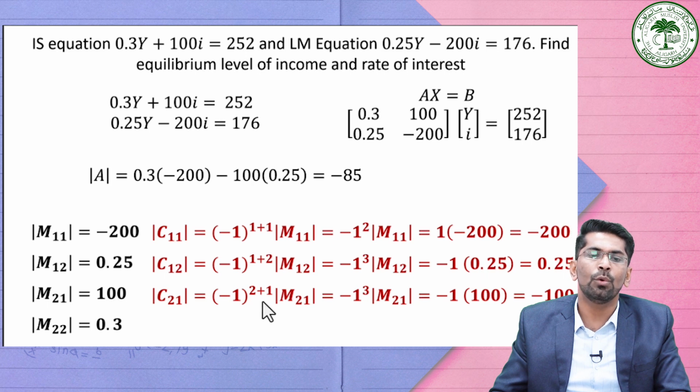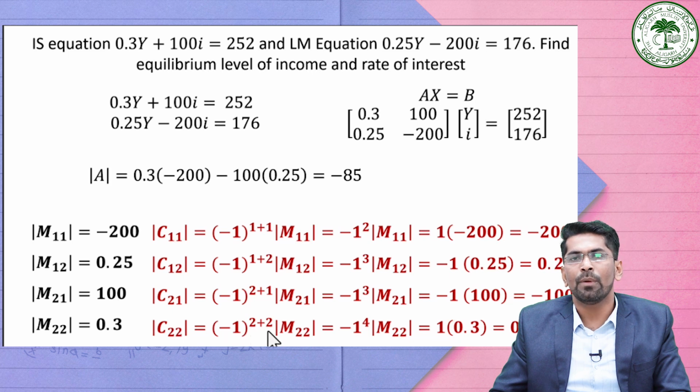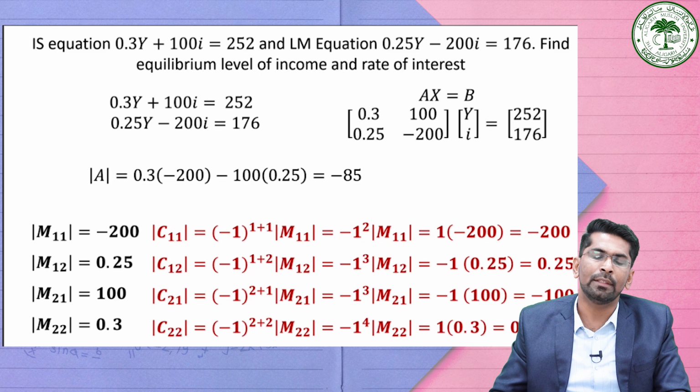So minus 1 cube, which is equal to minus 1 into 100, which is equal to minus 100. The fourth cofactor, that is C22, that is minus 1 raised to the power 2 plus 2 into the fourth minor, which is equal to 0.3. So it is minus 1 raised to the power 4, which is equal to 1, into the fourth minor, which is equal to 0.3. So if you multiply these two, it is equal to 0.3.